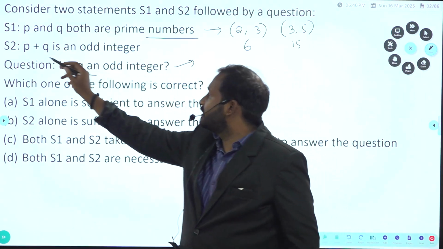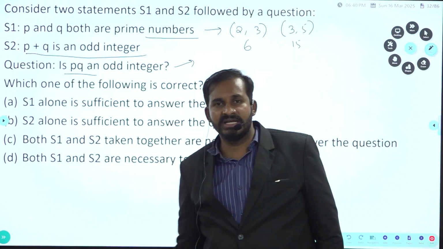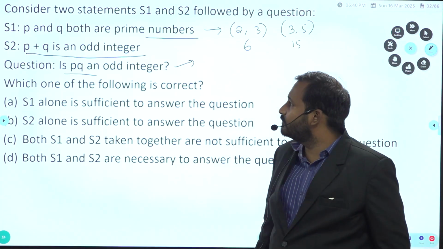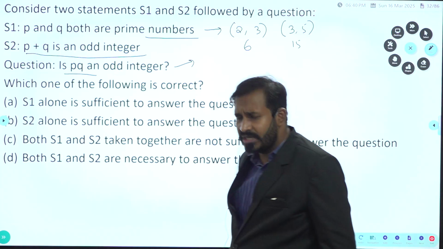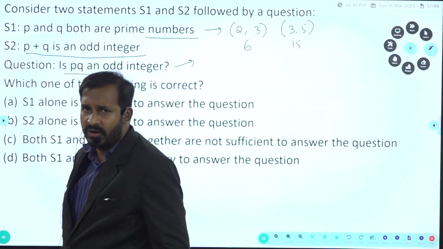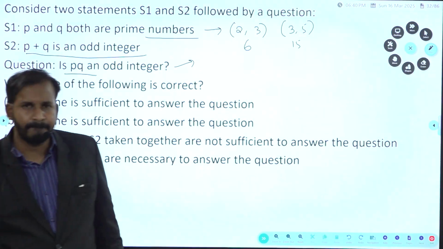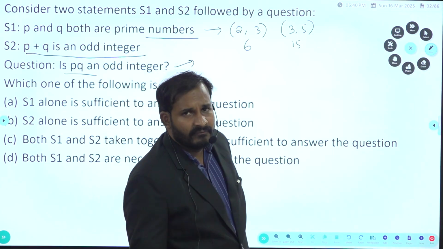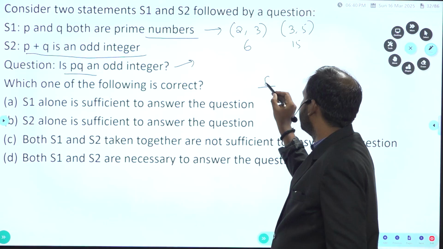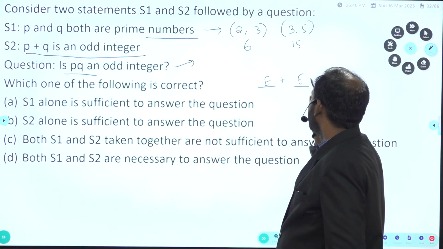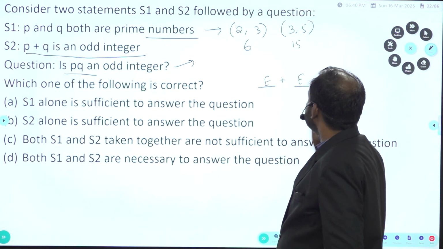Now I will see my second statement. What is the second statement I have here? P plus Q is an odd integer. When will you usually get P plus Q as an odd integer, tell me? By adding which type of numbers? See, if you add an even number with an even number, what is the output? An even number.